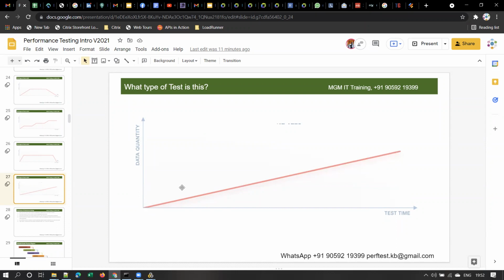The data volume or the number of records in the database. This represents a volume test because you can see the data quantity is increasing over time, meaning the number of records in the database increases over time. That's why this graph represents a volume test, right?